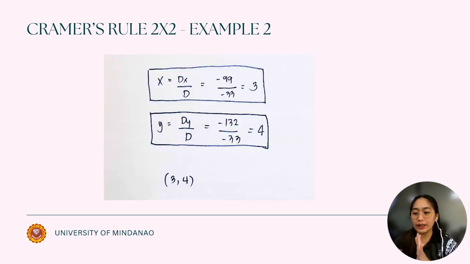Since we already solved for D sub x and D sub y, we can now find our x and y solution. So x is equal to D sub x over D, which is negative 99 divided by negative 33. So that's just 3. Why is there no negative? Because both the numerator and denominator have a negative sign. For y, D sub y over D is equal to negative 132 divided by negative 33. So that's 4, without a negative sign since both have a negative sign. So basically, our solution for the problem is just 3 and 4 as our x and y.